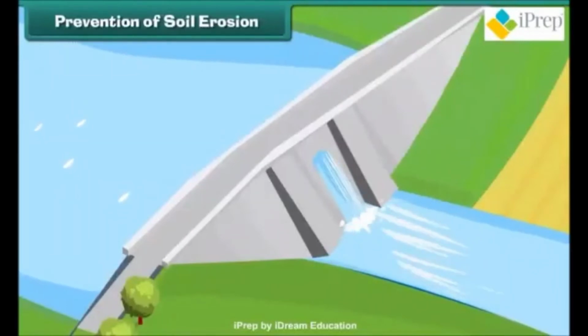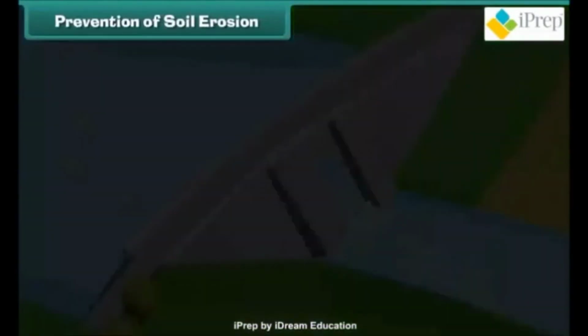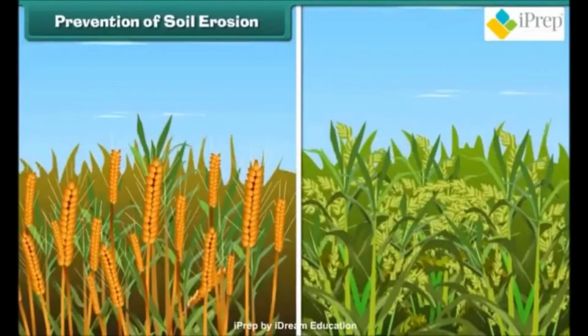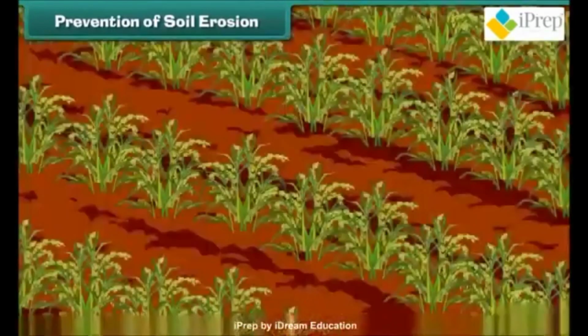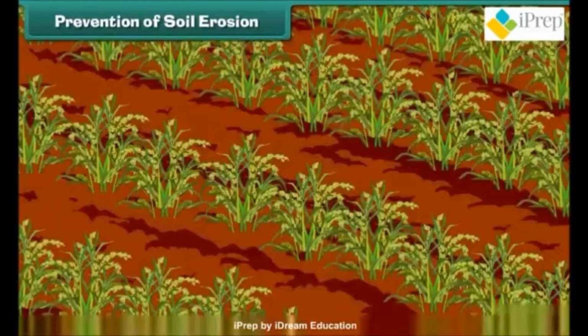Some modern techniques of farming need to be practiced. For example, different types of crops should be grown at different times on the same land. Different types of crops should be grown in alternate rows on the same land. These practices control the loss of soil and increase the fertility of soil. Remember friends, soil is a precious natural resource and it is our duty to conserve it for keeping the environment healthy.